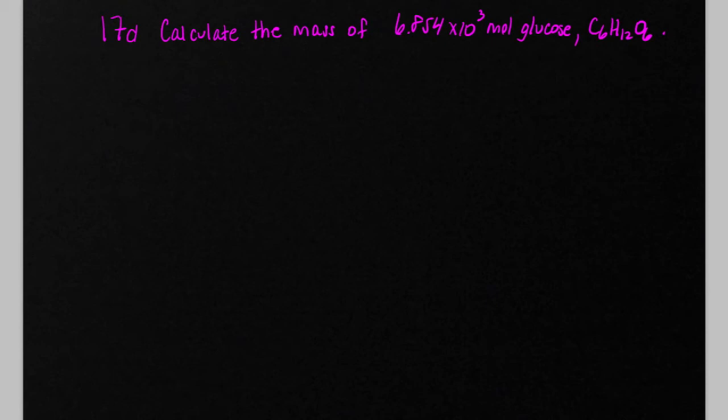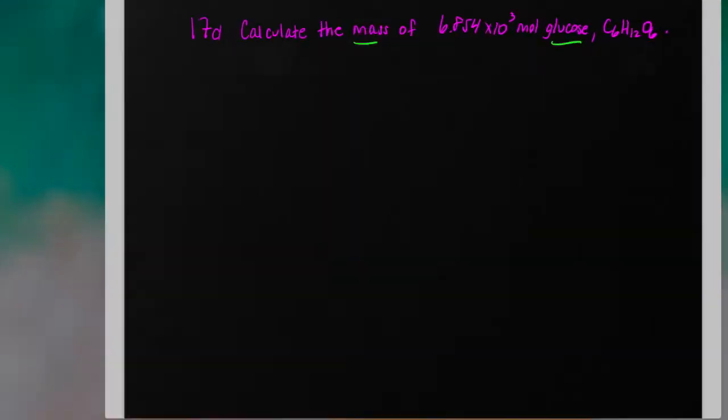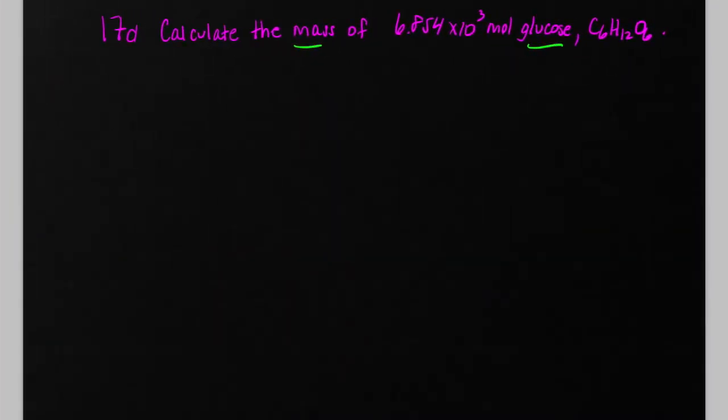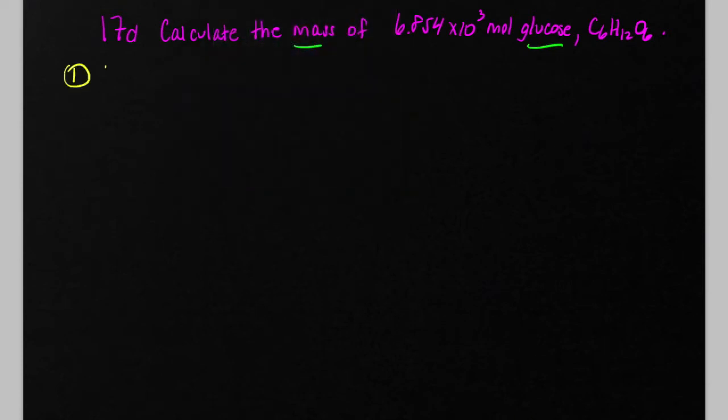Chapter 3, Number 17, Part D in OpenStax asks us to calculate the mass of glucose if we have 6.854 times 10 to the 3 moles of glucose. So, double check this. Yeah, it's positive 3 moles of glucose. So to do this, first we want to calculate the formula weight of glucose.